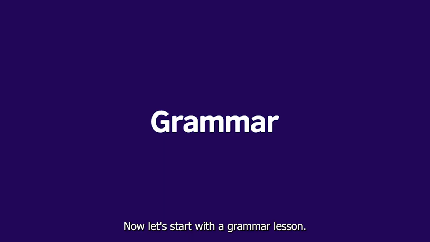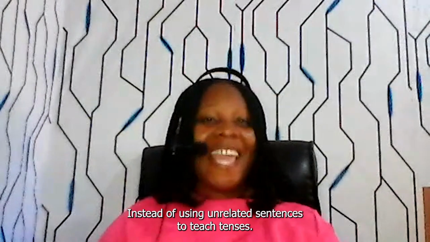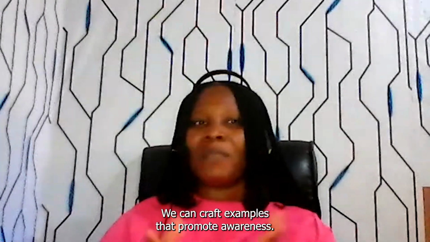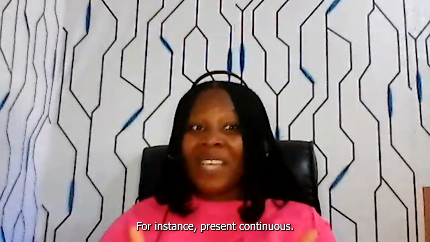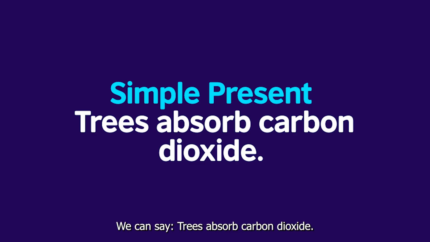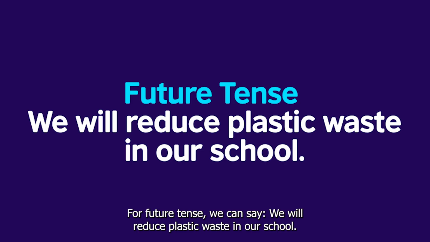Now, let's start with a grammar lesson. Instead of using unrelated sentences to teach tenses, we can craft examples that promote awareness. For instance, for present continuous, we can say, Amina is planting a tree. For simple present, we can say, trees absorb carbon dioxide. For future tense, we can say, we will reduce plastic waste in our school.